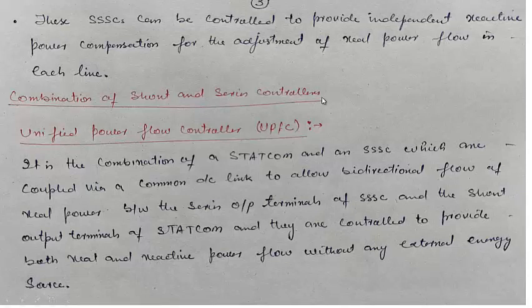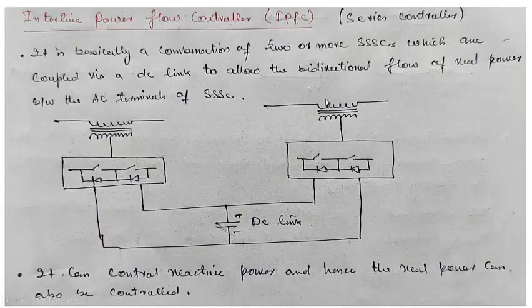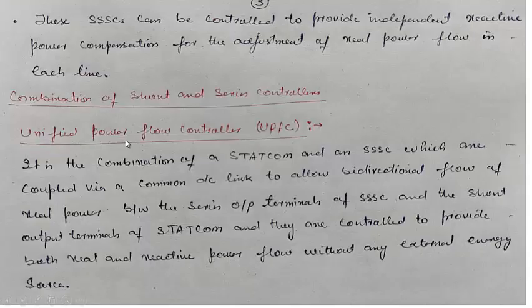Now the combination of shunt and series controller, in this case we have a unified power flow controller, that is UPFC. It is again the combination of STATCOM and SSSC which are coupled via a common DC link to allow the bidirectional flow of the real power. Again, this is for the same purpose, but in the earlier case it was used between two different lines, but this UPFC will be used for the same line. The real power flow will be bidirectional between the series terminals of the SSSC and the shunt output terminals of the STATCOM, and they are controlled to provide both real and reactive power flow without any extra energy source.